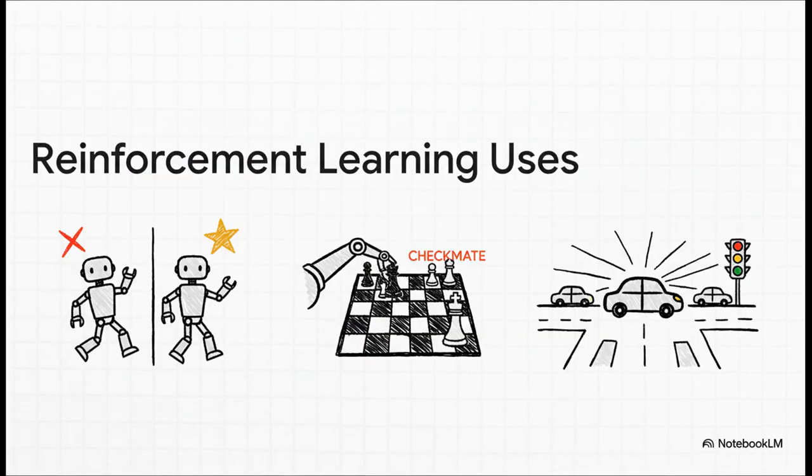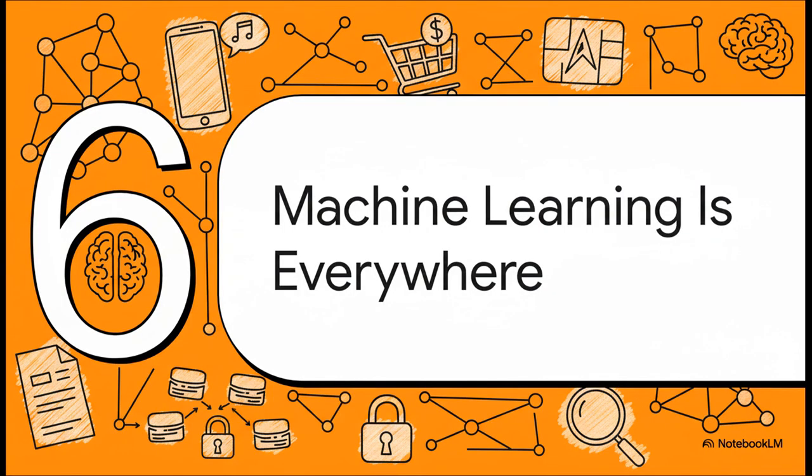And this is where we see some of the most mind-blowing applications of AI. A robot that teaches itself how to walk, an AI that masters incredibly complex games like chess or Go, or an autonomous car learning to navigate a busy intersection. These all rely heavily on reinforcement learning. So we've covered the what and the how, the three main types of machine learning. But the biggest takeaway here is that this isn't just theory from a textbook. This stuff is already deeply woven into the services you use every single day.